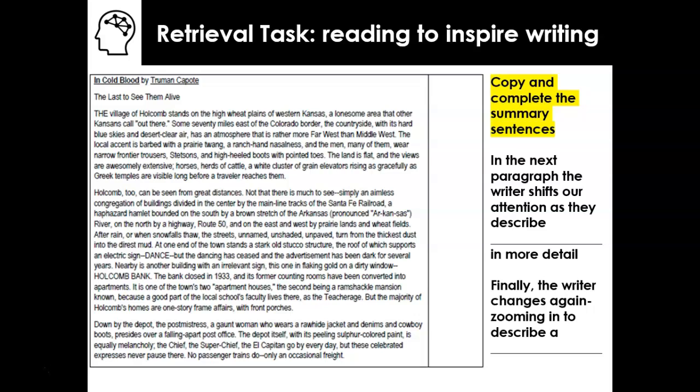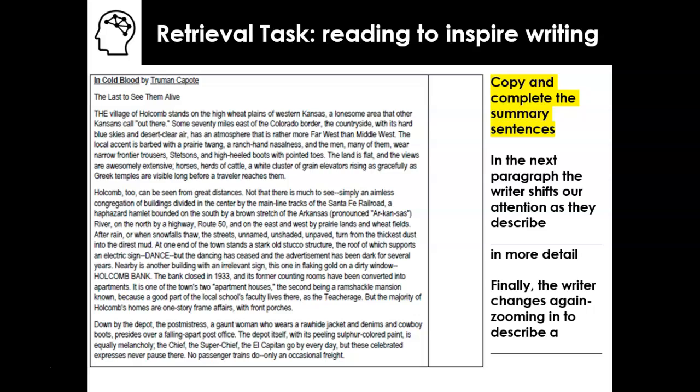Okay, Holcombe can be seen from great distances. Not that there's much to see, simply an aimless congregation of buildings divided in the centre by the mainline tracks of the Santa Fe Railroad, a haphazard hamlet bound on the south by a brown stretch of the pronounced Arkansas River, on the north by a highway, Route 50, and on the east and west by prairie lands and wheat fields. After rain or when snowfalls thaw, the streets, unnamed, unshaded, unpaved, turn from the thickest dust into the direst mud.